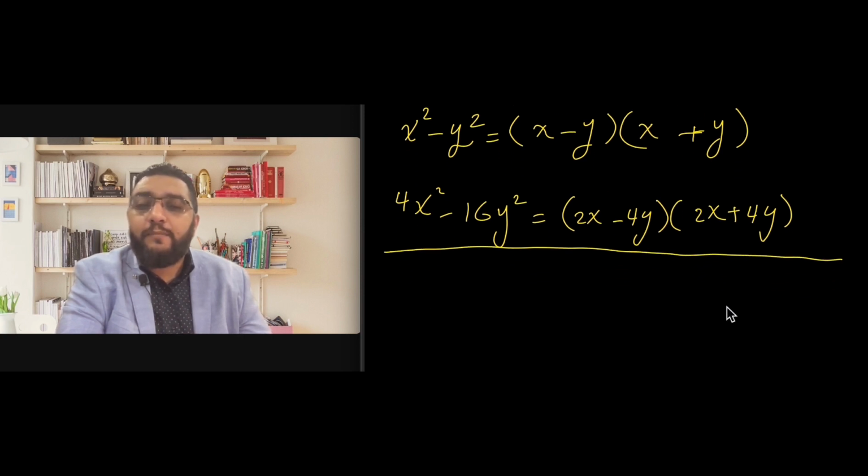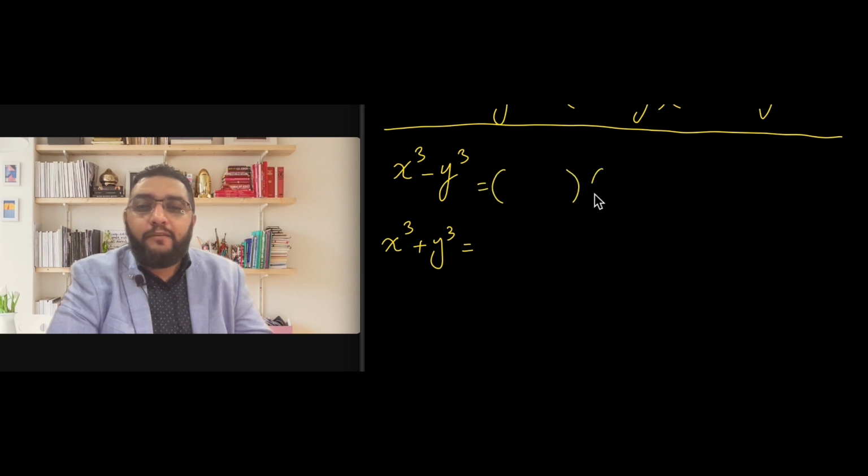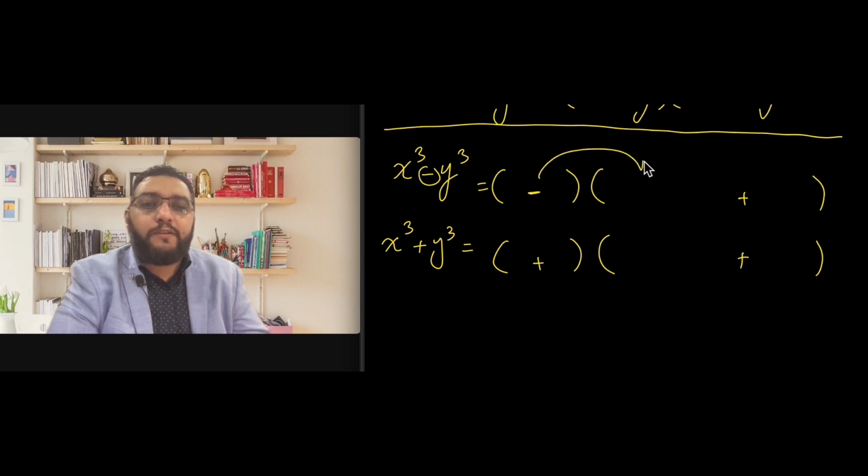What about the sum and the difference between two cubes? If we have x raised to the power of 3 minus y raised to the power of 3, also if we have x raised to the power of 3 plus y raised to the power of 3, a small bracket and a bigger one. This sign is always positive. Put the same sign. Then put the opposite sign, so it will be positive. Then put the opposite sign, so it will be negative.